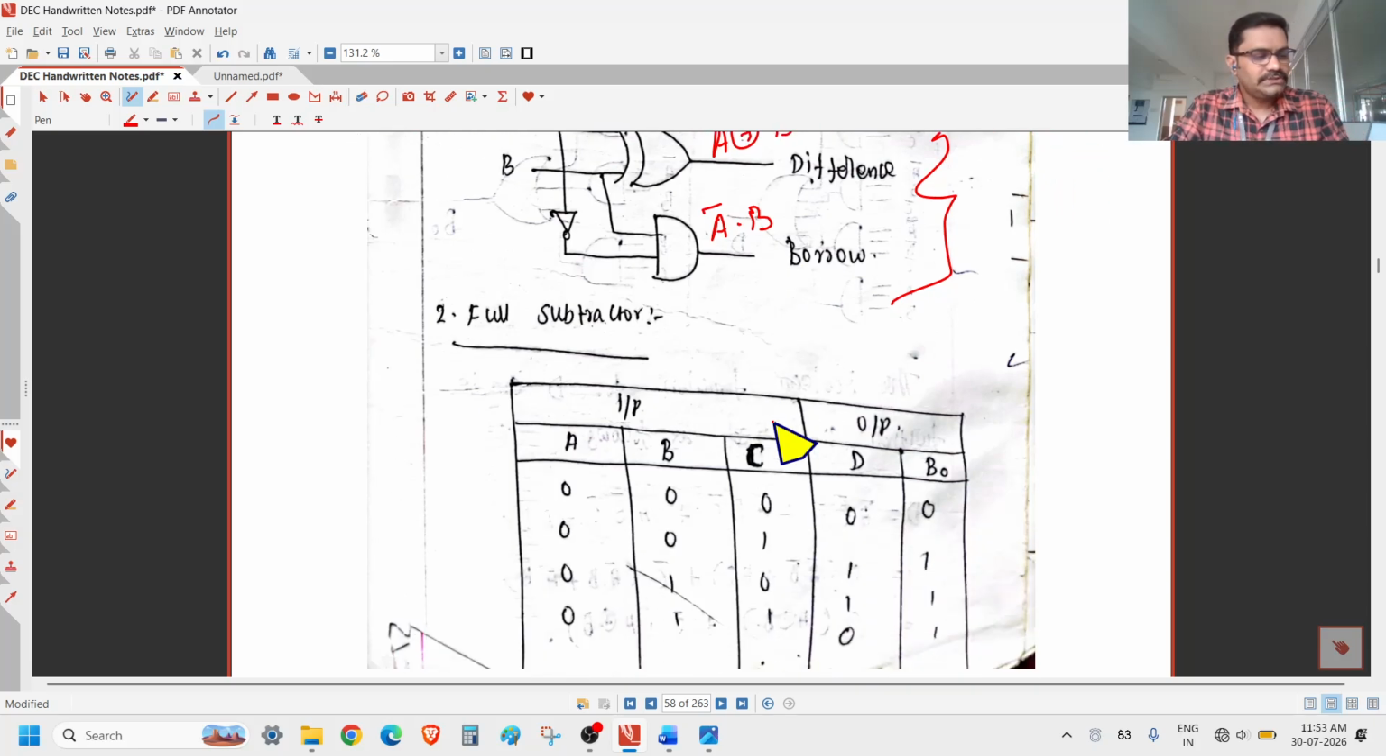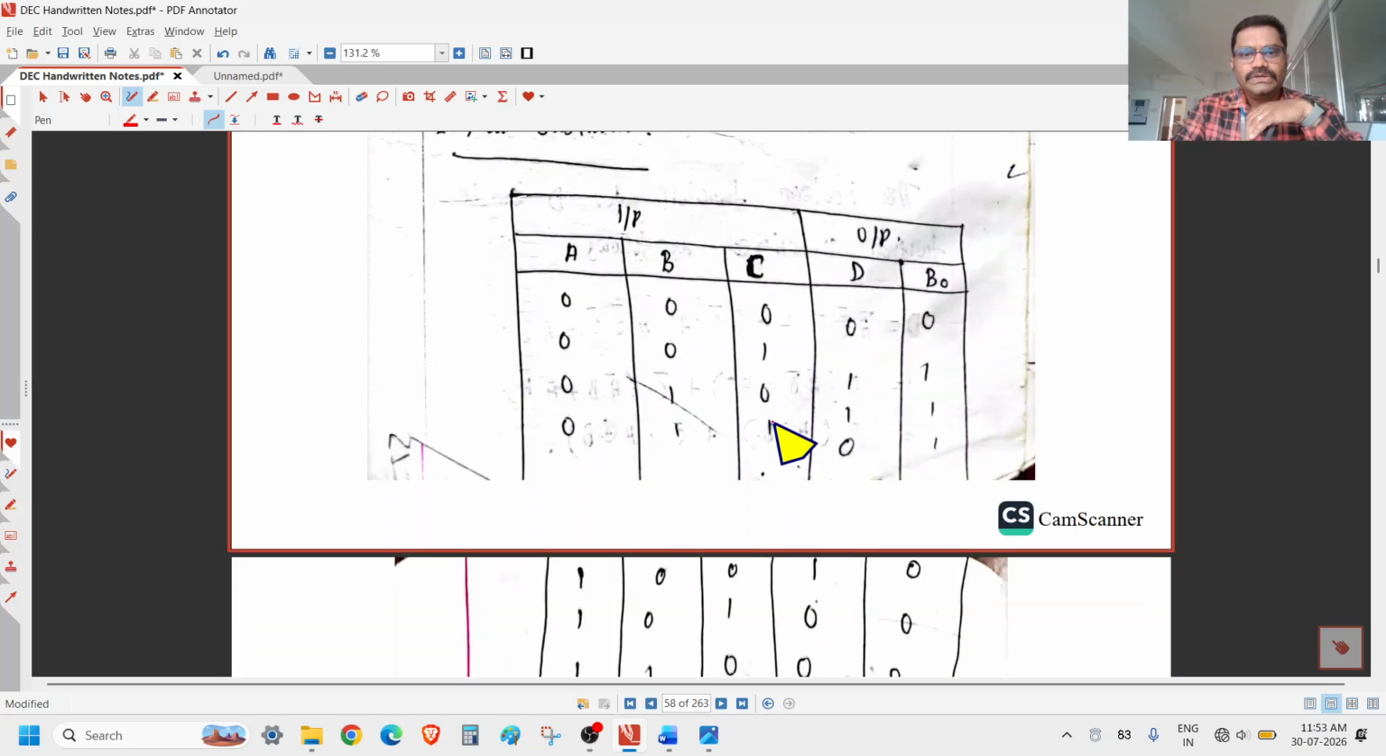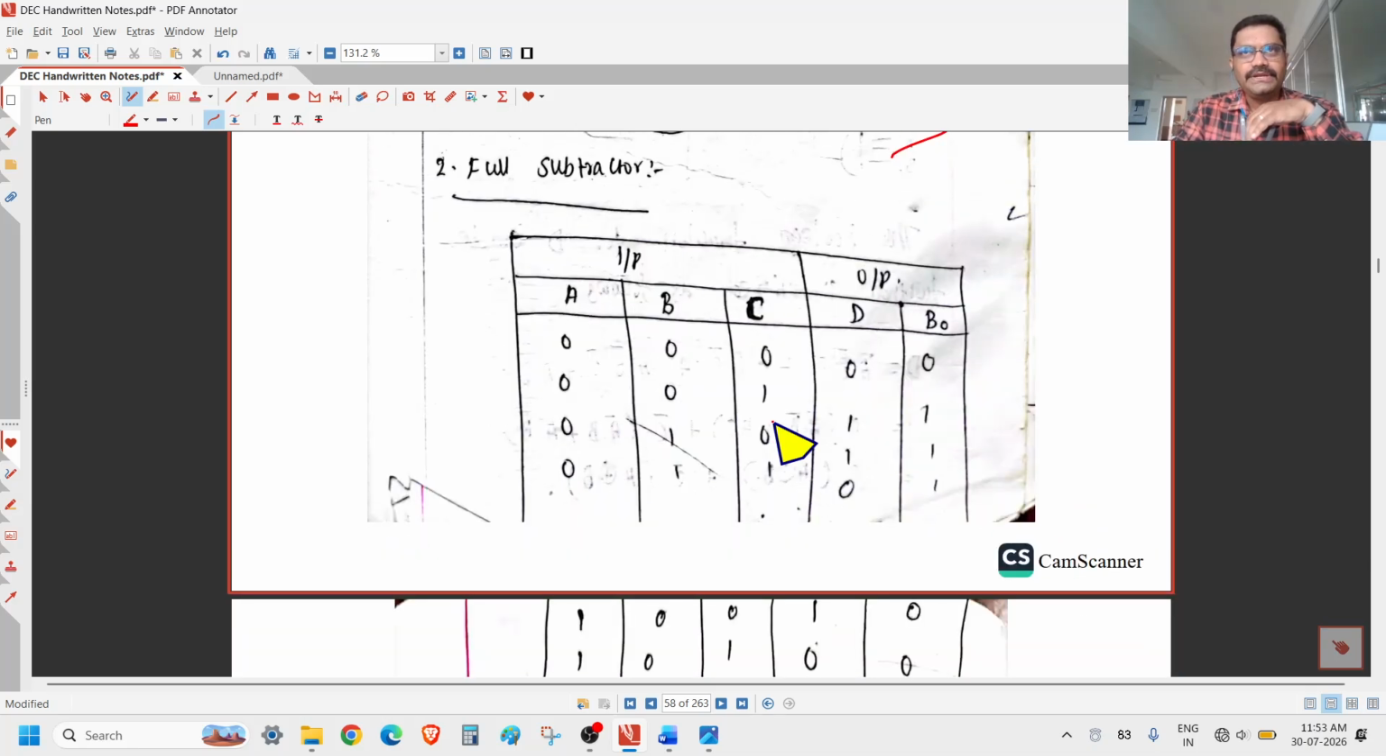Likewise, the next part is the full subtractor. The same concept, but one additional input will be there compared to the half subtractor. That is the full subtractor. So we have inputs A, B, and C, or B in, whatever you can take, no issue. And the outputs are D and B out, B naught. B naught means borrow out.